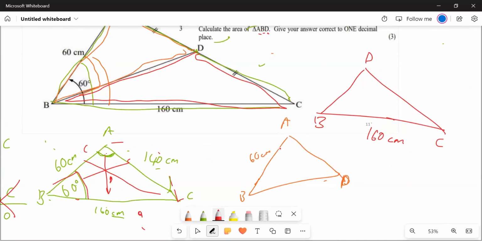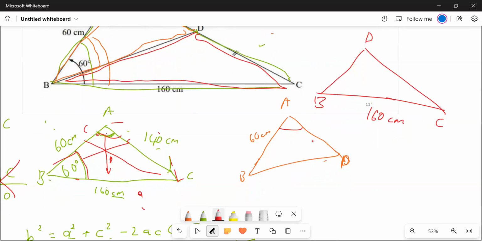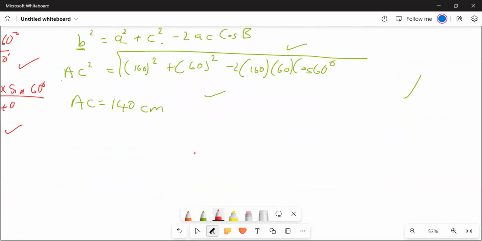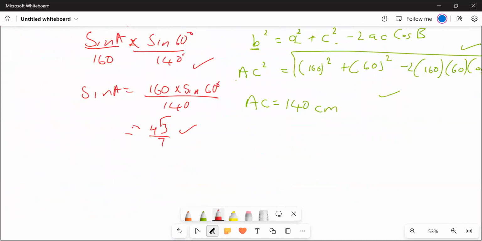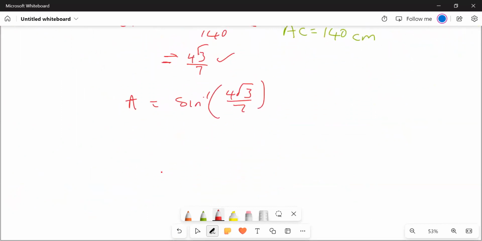Here's the good news. Now we can go and update our diagram. If we update our diagram, we can get this angle A here, because A and A are exactly equal. Then let's get the sine using this. They didn't want it, but we can get A using this. We can say A is going to equal the sine inverse of 4 root 3 all over 7, and then we can get angle A.